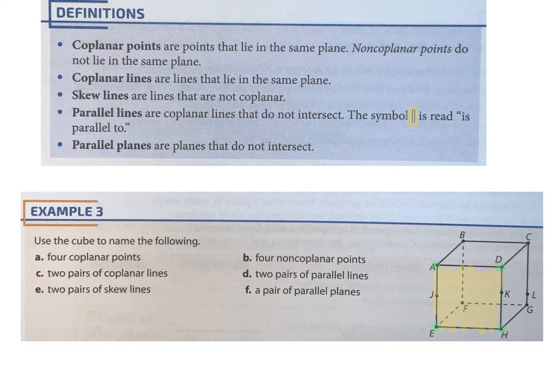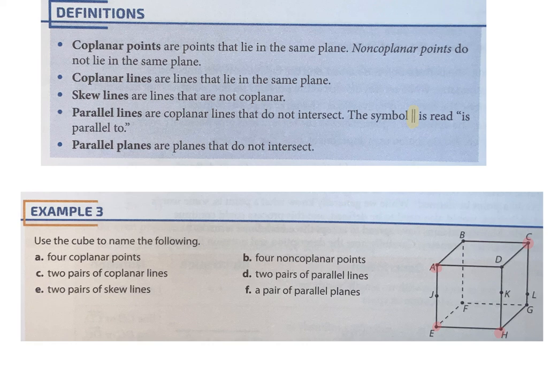B wants 4 non-coplanar points. So I could pick 3 that are on the same plane. We could say point A, E, and H. And then we could pick one that's not on that plane. Say point C. All right, so non-coplanar, just one of them can be not on the plane. And that means that the 4 points are not coplanar. Non-coplanar, 4 points that are not on the same plane.